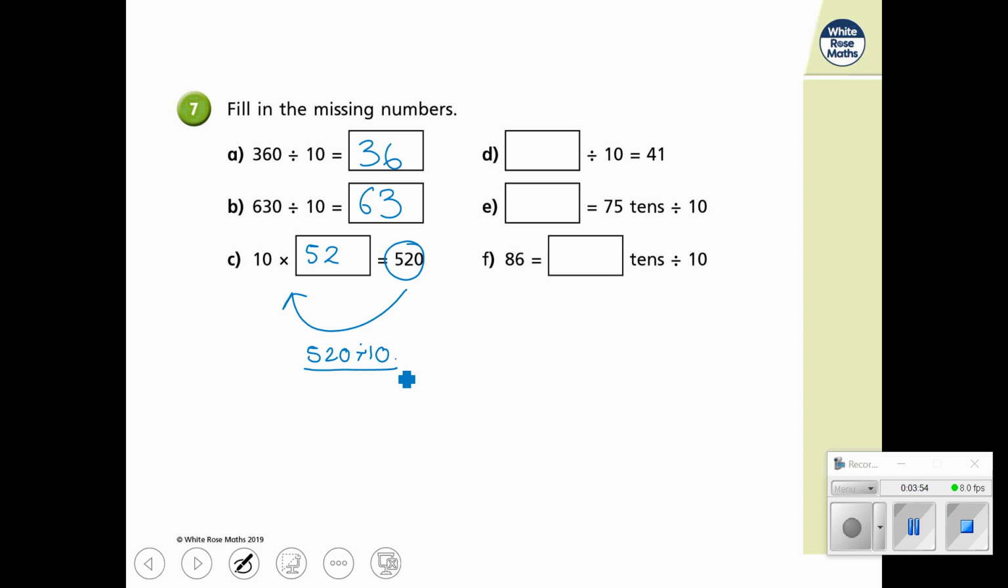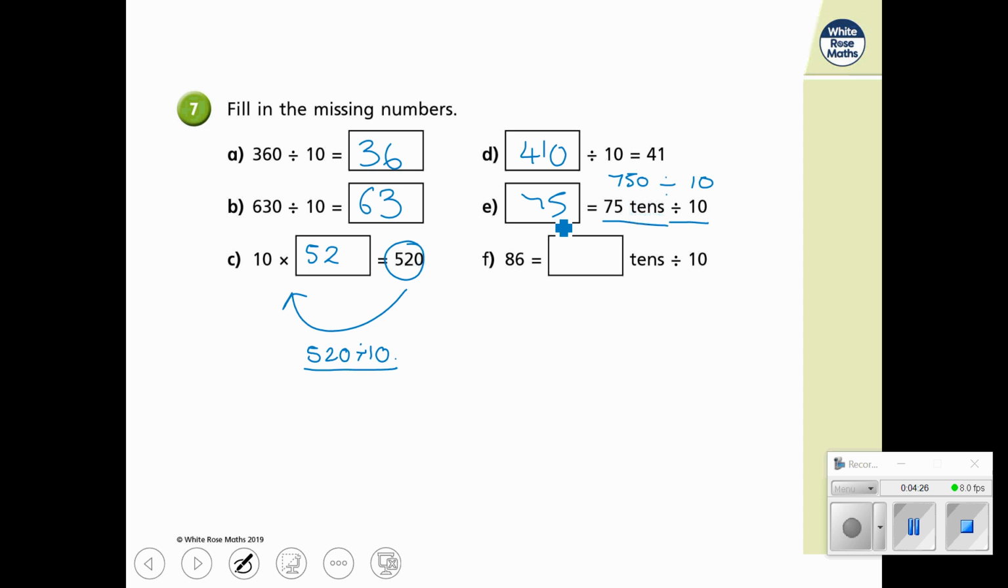410 divided by 10 must equal 41. And the next one, 75 tens divided by 10. What does that equal? Well, let's work it out. 75 tens is 750. So we've multiplied 75 by 10, but now we've got to do the inverse and divide by 10. So 75 tens divided by 10 is 75.